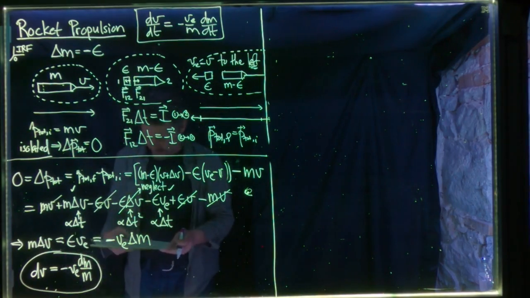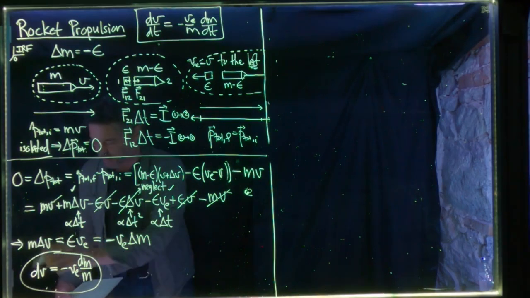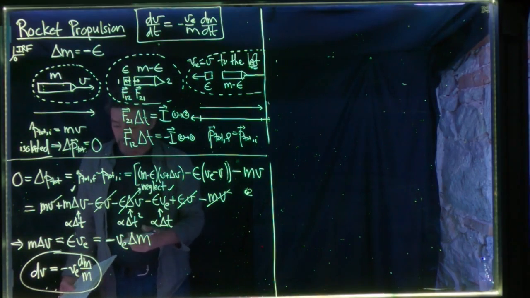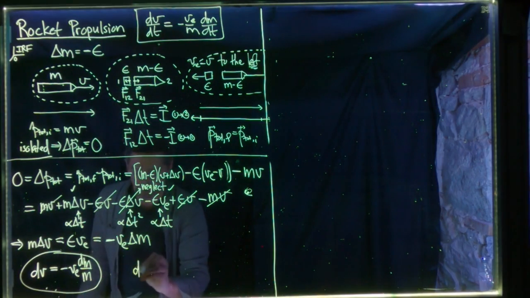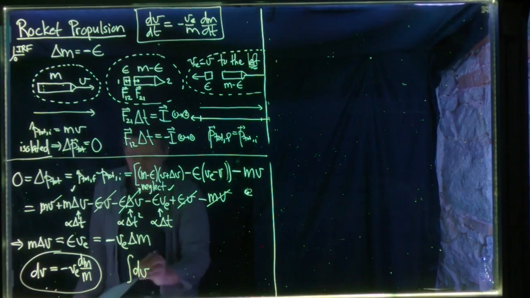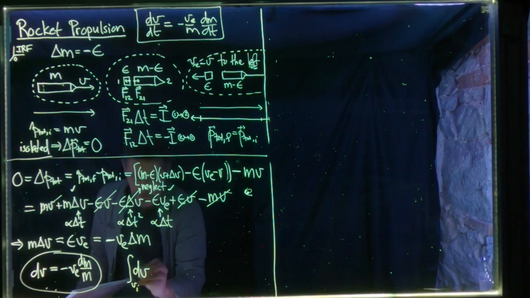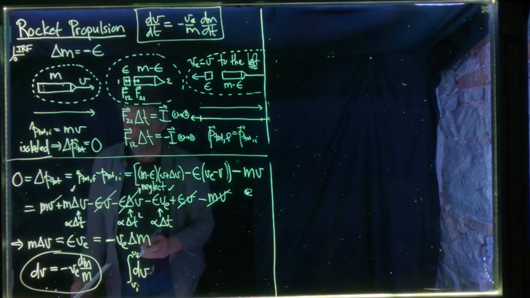Okay, so it's like that, and so let's just take one step over here. What we do is we take this equation and we integrate both sides. So we take dv and we integrate that. The integration variable is the speed, the velocity. We'll go from v initial to v final.